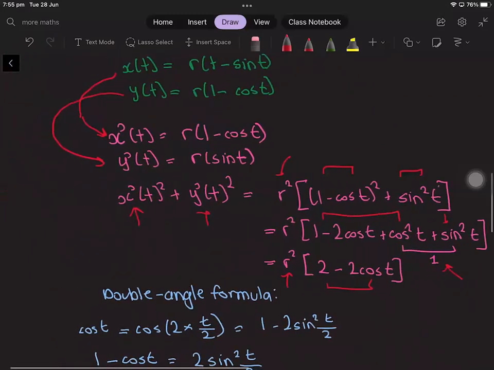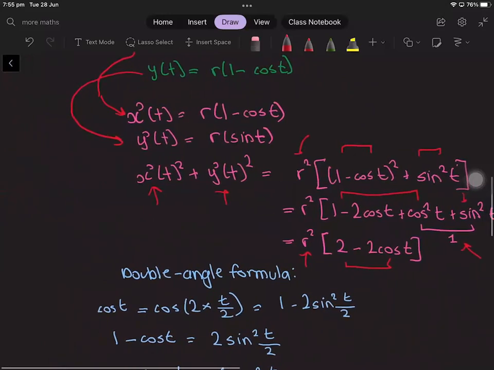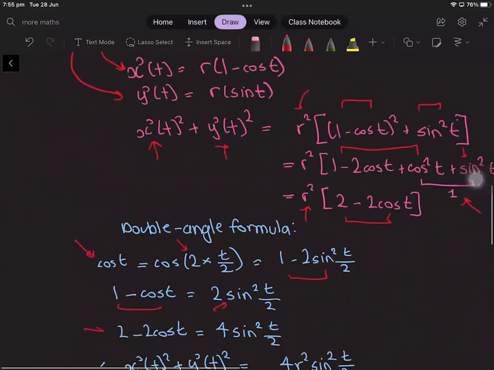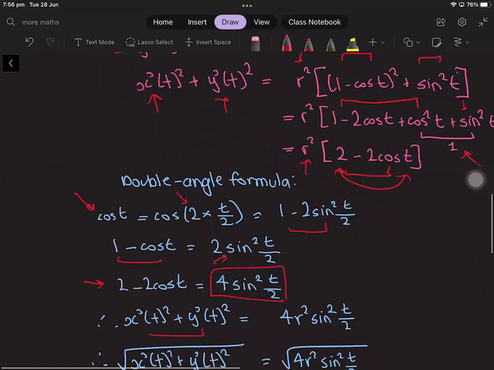And now we can look at the double angle formula here. cos t can be written as cos of 2 times t over 2, and using the double angle formula, we get 1 - 2 sin squared (t/2). This means we can write 1 - cos t as 2 sin squared (t/2), and multiplying both sides by 2, this 2 - 2 cos t over here, we can actually write as 4 sin squared (t/2). So the sum of the squares of the derivatives of x and y is r squared times 4 sin squared (t/2).